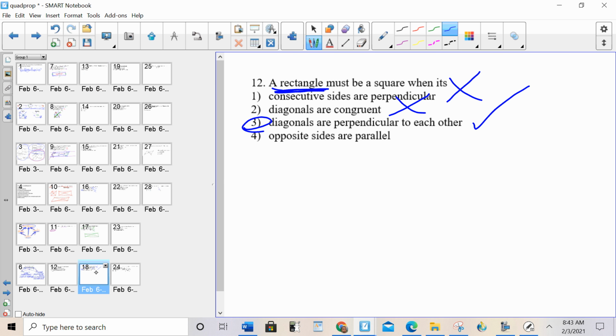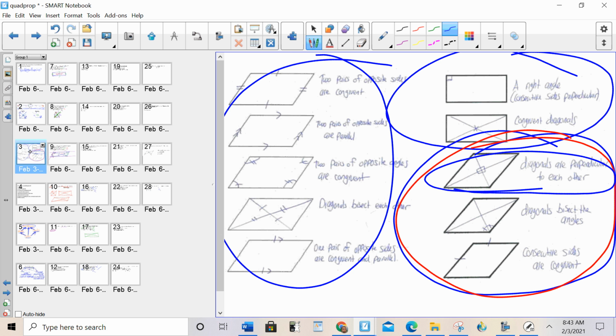Opposite sides are parallel. That's a property of a square, but it does not prove it's a square. Again, in order to prove a rectangle is a square, if it's already a rectangle, it's got to have one of the 3 for mama rhombus. That was a perpendicular.